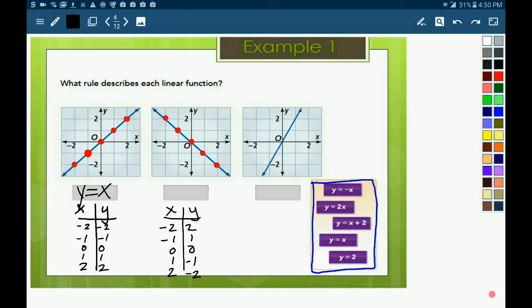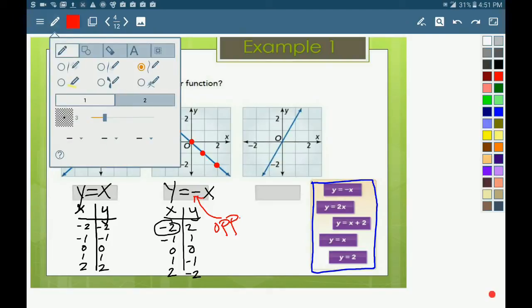Okay, and whenever we have the opposite, we're really multiplying them by -1. So this is y is equal to -x. So if I were to plug in -2, negative of -2 is +2. So it makes sense that we're just creating the opposite. And really, anytime you make something negative, that means the opposite. Okay, so I have one more graph that I need to do this for.